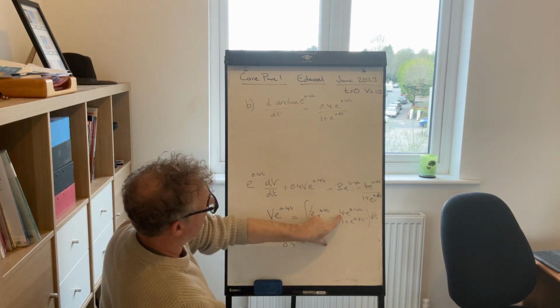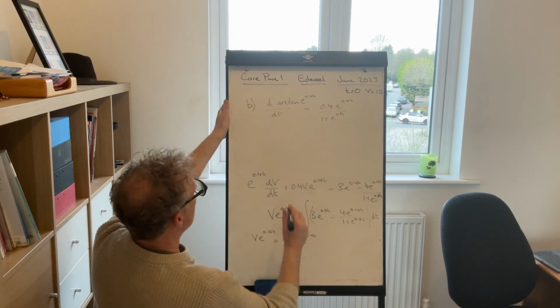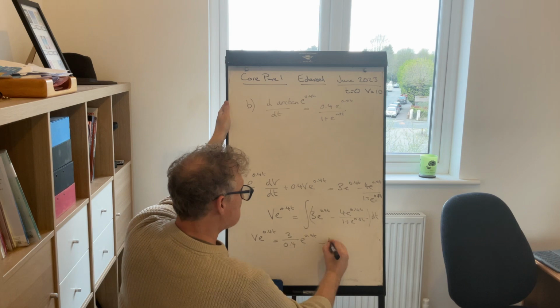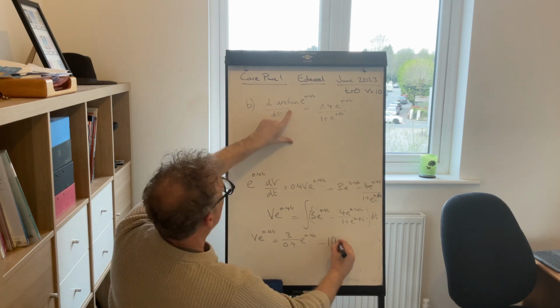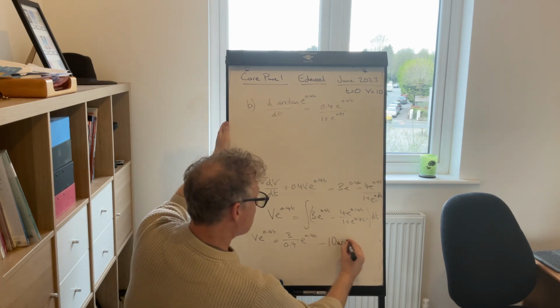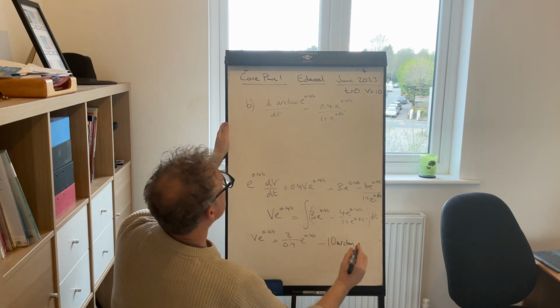Okay, so this is 10 times bigger than this. So our answer for this bit is going to be 10 arctan e to 0.4t.